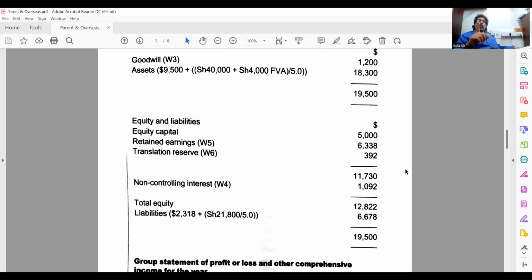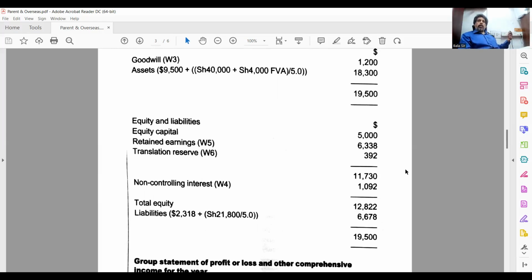And we all know that only the parent company's share capital is shown. Then what happens? The next 2 items in your exam you can show under other equity heading. Which ones? The retained earnings of 6,338 and translation reserve 392. These 2 can be added and shown as other equity in the balance sheet.